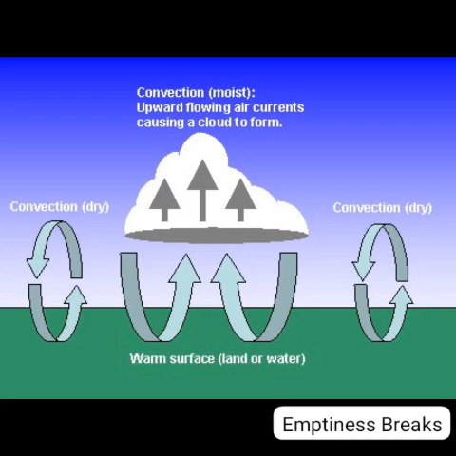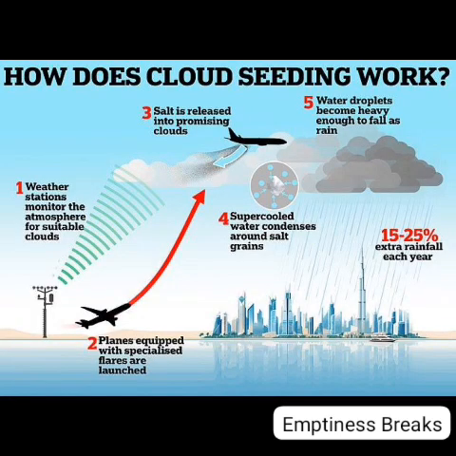So, what is the process of cloud seeding? First comes identification of clouds. That is, not all clouds can be seeded. They need enough moisture to respond. And the same way, dispersal of seeding agents. That is, common substances like silver iodide, which is most widely used, mimics ice structure.